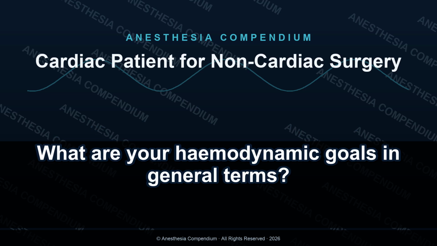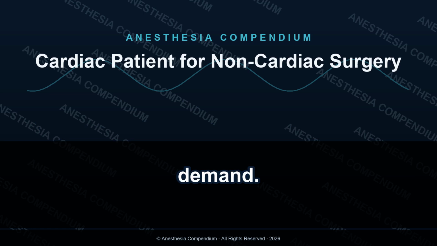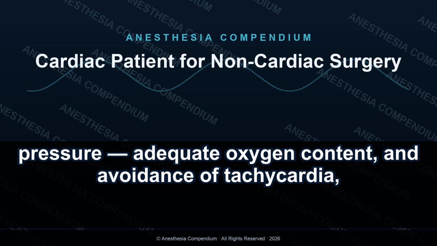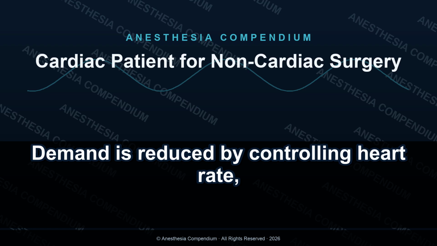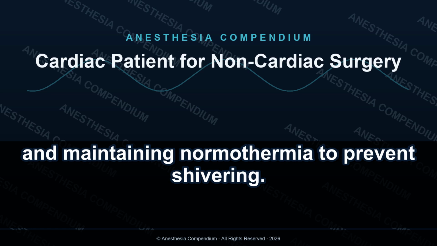What are your hemodynamic goals in general terms? The overarching aim is to maintain the balance between myocardial oxygen supply and demand. Supply is favored by adequate coronary perfusion pressure, diastolic blood pressure, adequate oxygen content, and avoidance of tachycardia, which shortens diastole. Demand is reduced by controlling heart rate, avoiding hypertension and excessive contractility, and maintaining normothermia to prevent shivering.